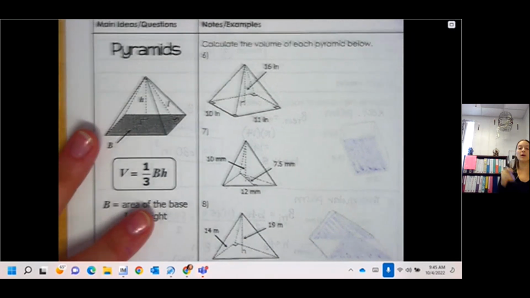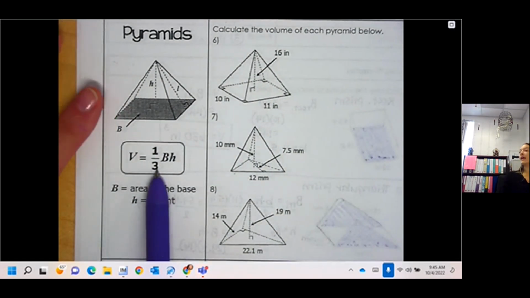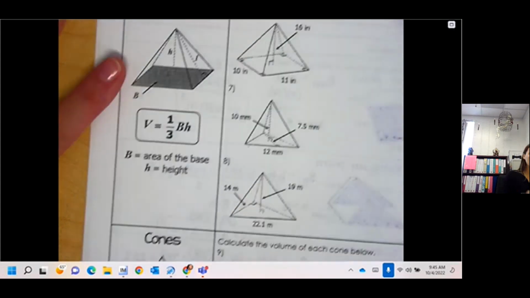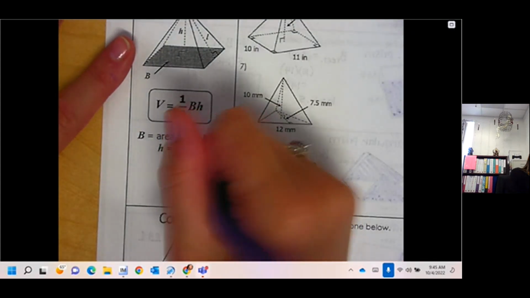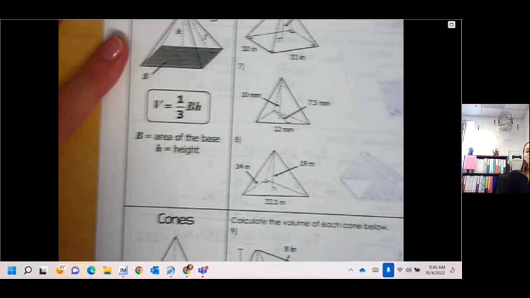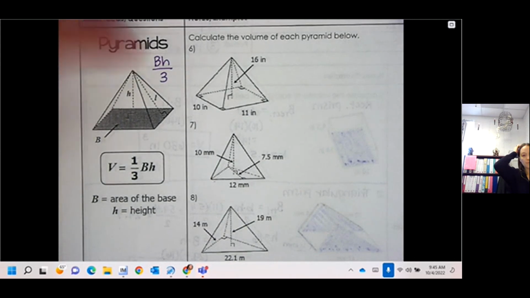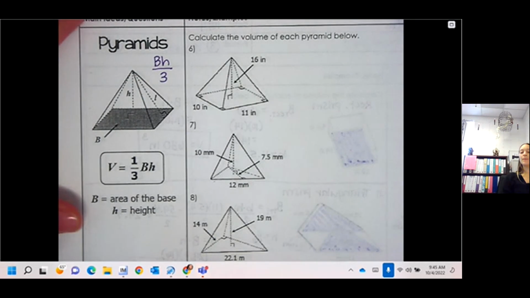And I'll show you a video tomorrow on it. It's really cool. So this is the formula, 1/3 area of the base times height. Personally, I like to write it as area of the base times height divided by 3, because I think that's easier to look at than the 1/3. It's the same equation. So we're going to calculate the volume of each pyramid below.